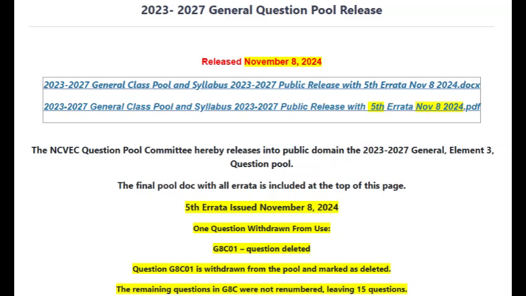G7C11D. Which of these functions is performed by software in a software-defined radio, SDR? A. Filtering. B. Detection. C. Modulation. D. All these choices are correct.